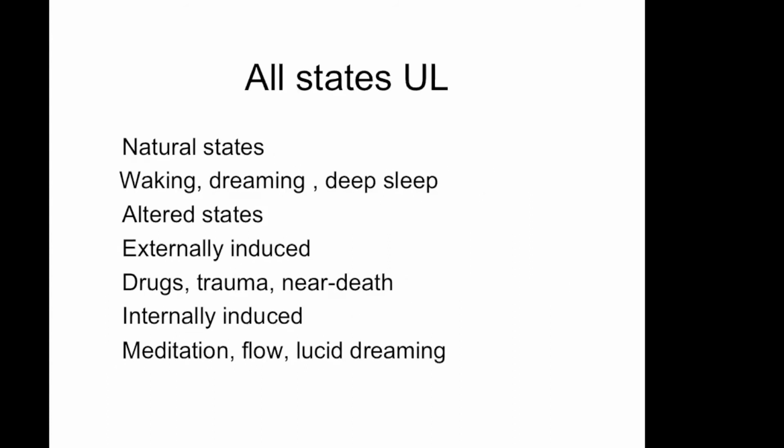So there's different dimensions, there's different states. In the upper left, there's natural states like waking, dreaming, and deep sleep. Every 24 hours, we wake, we dream, and we go into deep, dreamless sleep. There's also altered states, externally induced, like drugs, trauma, near death could induce an altered state, or you can internally induce them through meditation, flow, lucid dreaming, and you're actively creating these internally.